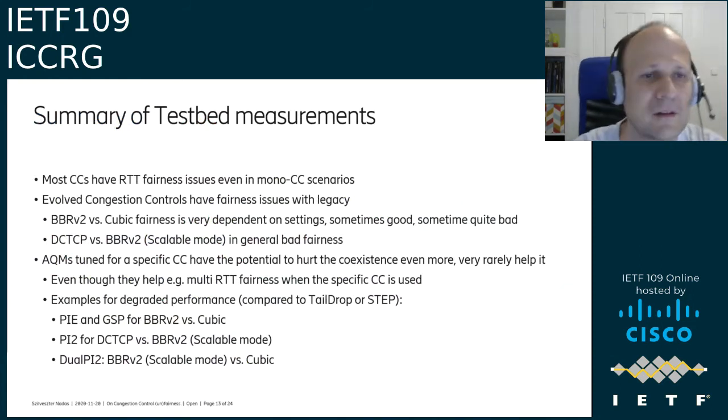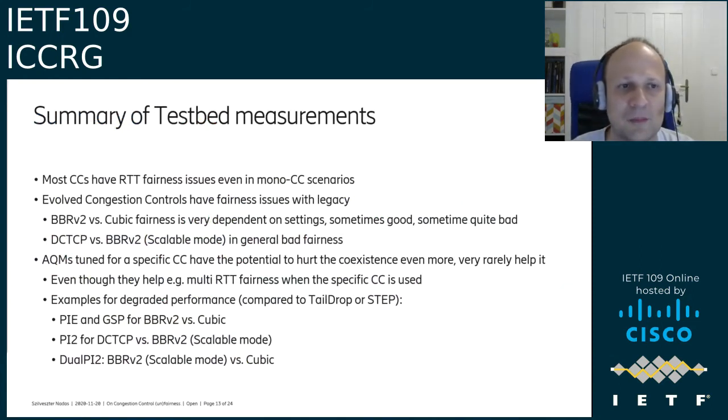So in summary, we have performed many more testbed measurements. I will have a link to all the results. But most congestion controls have RTT fairness issues, even in mono-congestion control scenarios. And evolved congestion controls have fairness issues with legacy ones. BBRV2 versus cubic fairness is very dependent on settings. I actually showed some good results, but sometimes it can become quite bad. And DCTCP versus BBRV2 scalable mode in general provides bad fairness.